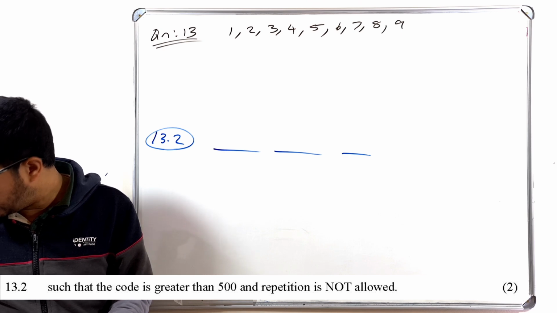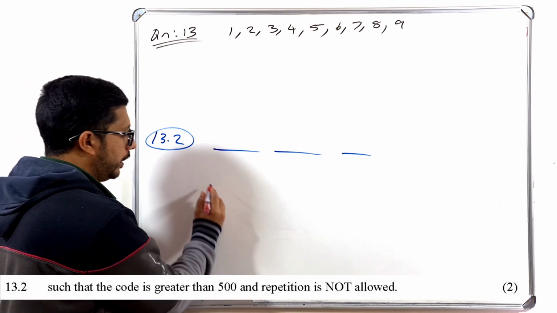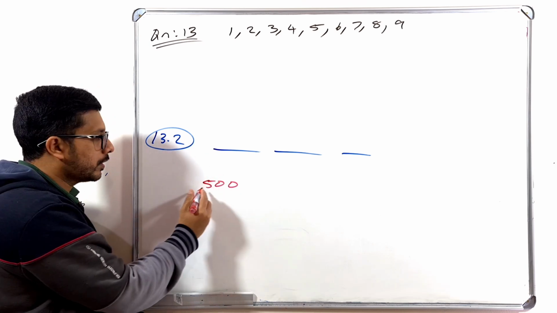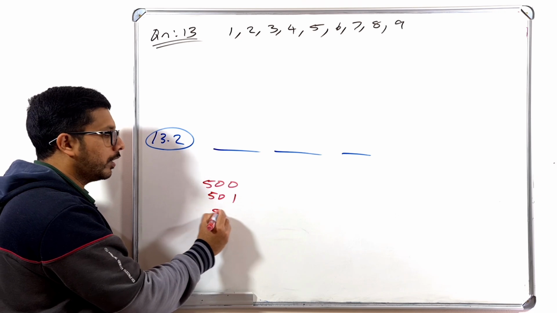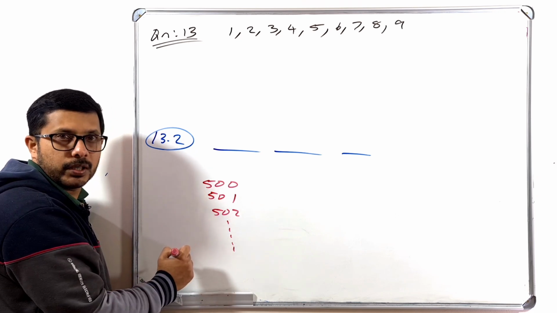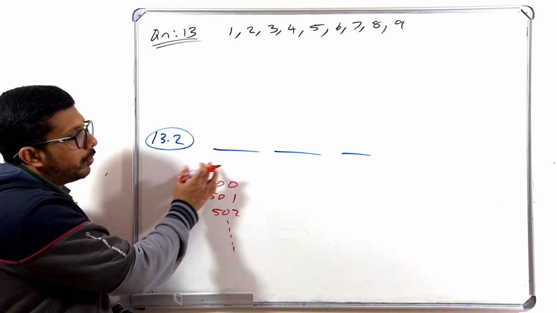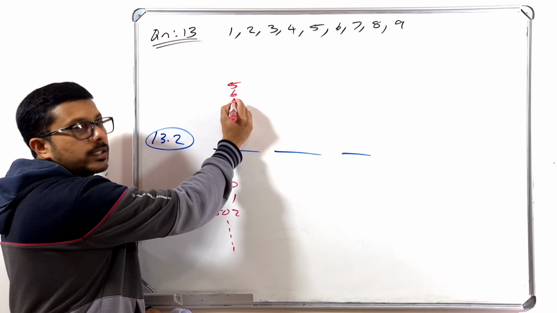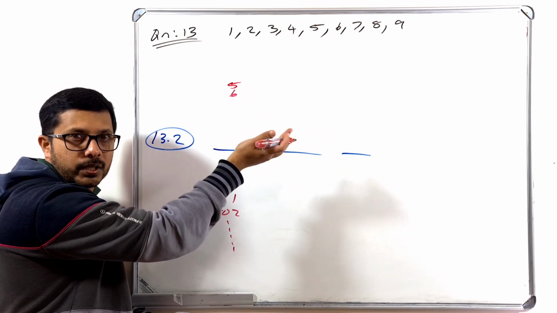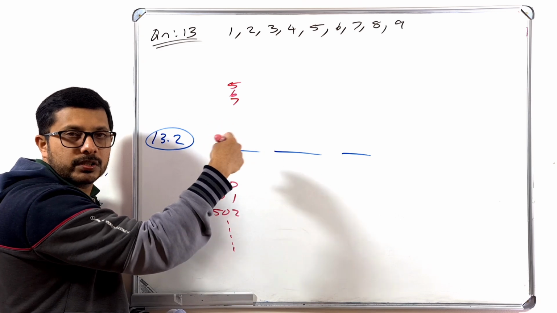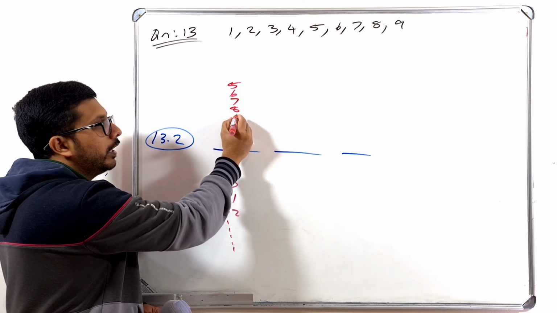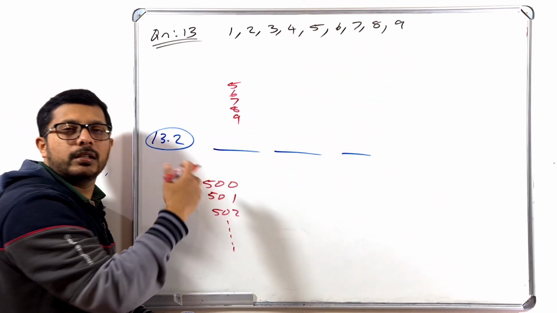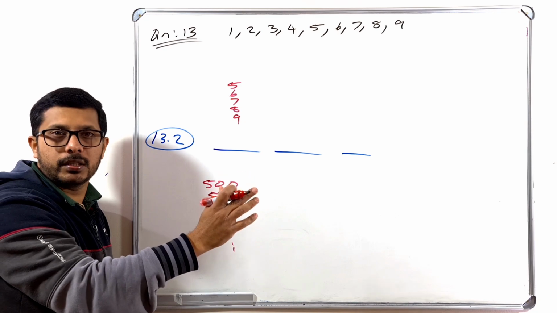The code is greater than 500 means what? Greater than 500 means that 500 itself is not allowed; above 500, that means from 501, 502, all of those are greater than 500. So the first number must be either 5 or 6. 600, 601 is also greater than 500. 700, 701, 702 is greater. 800, 801, 802, and 900, 901, 902 are also greater than 500.